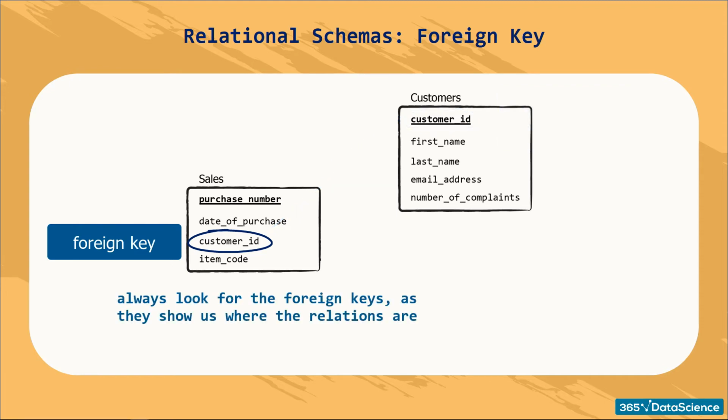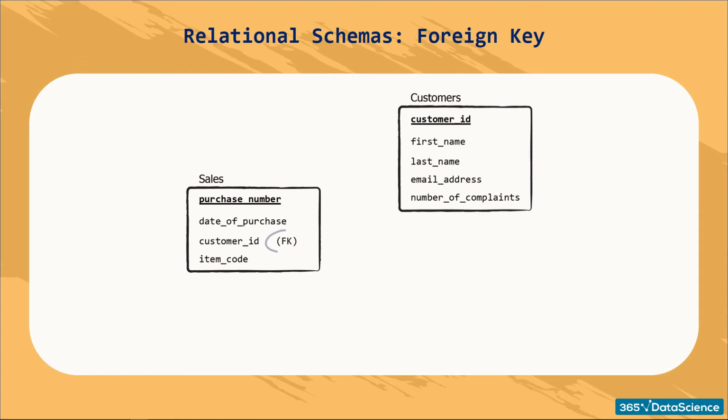How is this shown on the canvas? First, you should indicate that customer ID is a foreign key in the sales table with FK in brackets next to the column name. Second, you must draw an arrow that begins from the same level as the field name of the foreign key and ends pointing at the column name from the table it is related to.